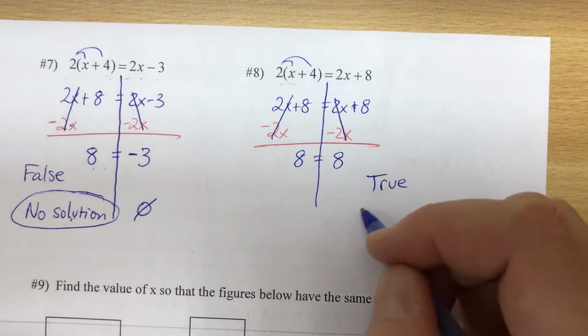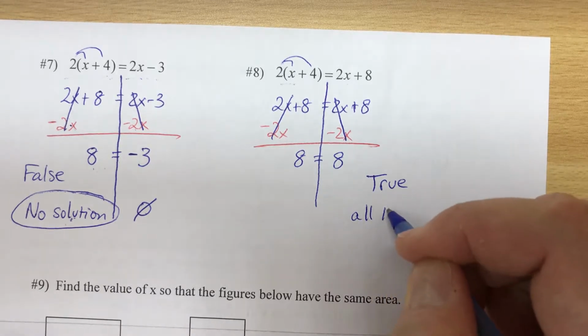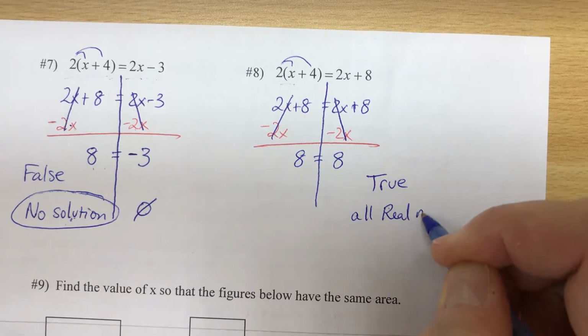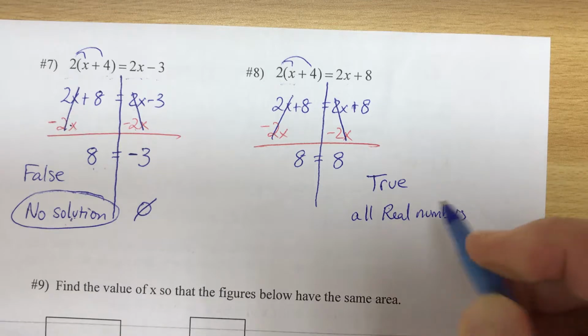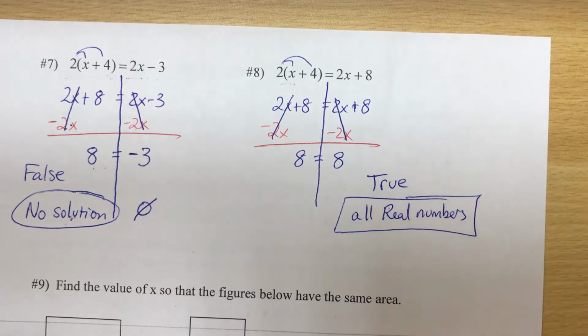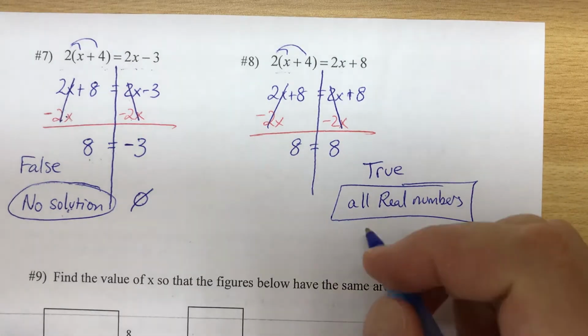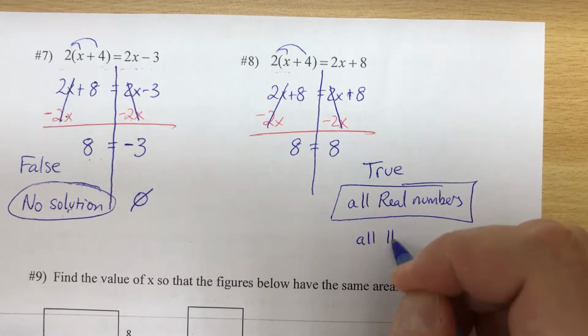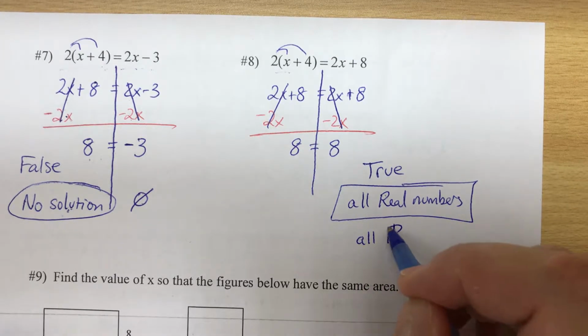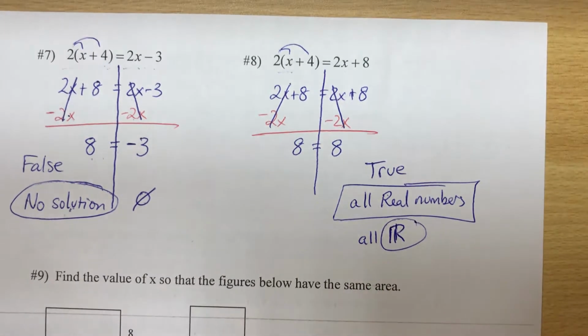All the real numbers would be solutions. Any value that you pick is going to make that equation true. Okay? Or you can use double bar R, the symbol for real numbers.